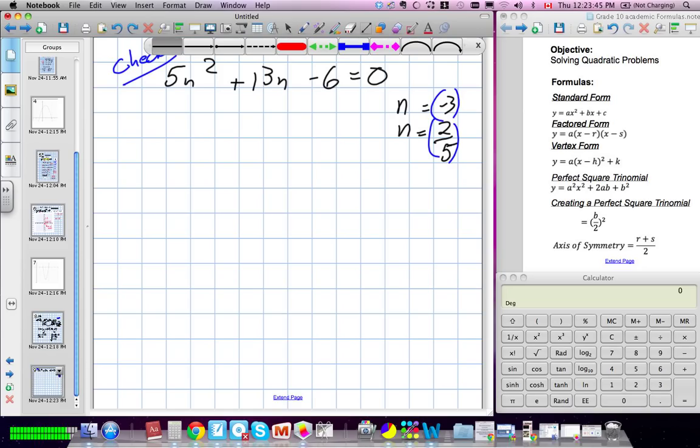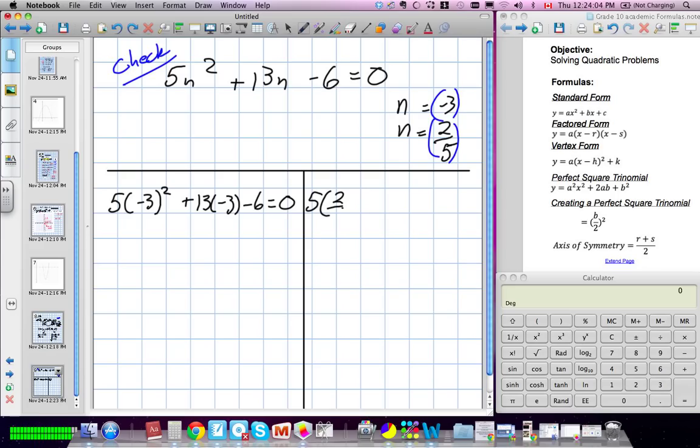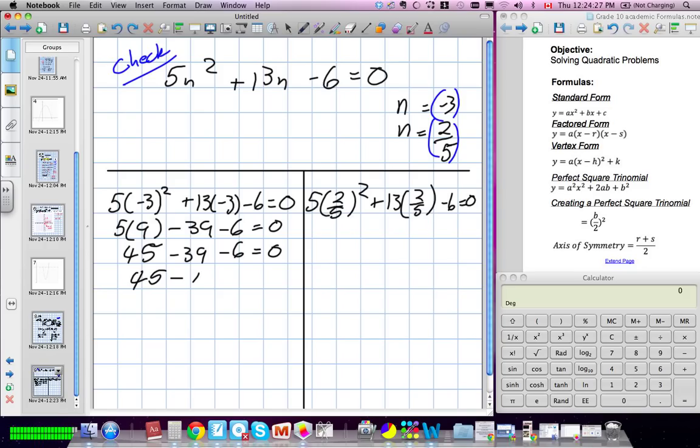So in our first one, we'll use n is negative 3. So 5 times negative 3 squared plus 13 times negative 3 minus 6 equals 0. Our other option is 5 times 2 over 5 squared plus 13 times 2 over 5 minus 6 equals 0. We'll solve the left side. This becomes 5 times 9 minus 39 minus 6 equals 0. 45 minus 39 minus 6 equals 0. 45 minus 45 equals 0. 0 equals 0. So that one worked out.